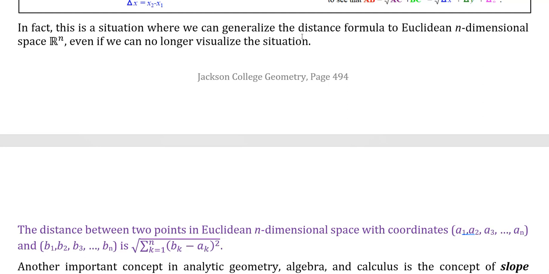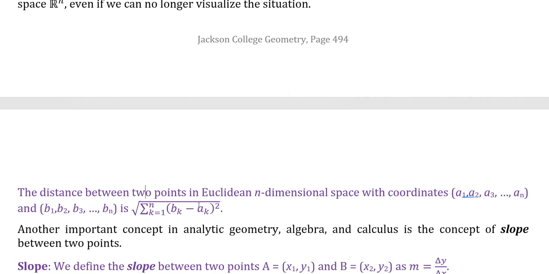By the way, Euclidean n-dimensional space is sometimes referred to as Rn, like that. Another important concept in analytic geometry and algebra and in calculus is the concept of slope between 2 points. The slope is the average rate of change between the 2 points.